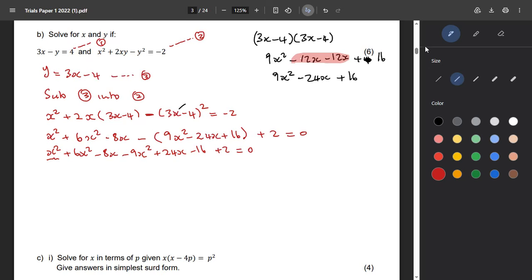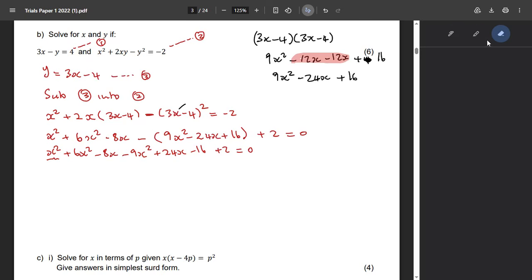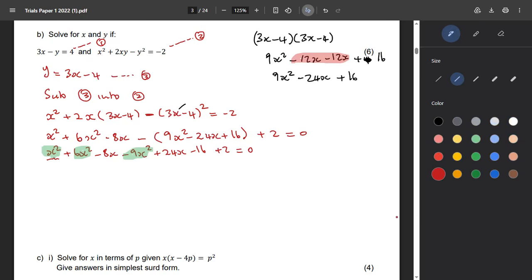Maybe I can just highlight the like terms like this. This goes with that term. It goes with this term. Please pay attention to the signs of those terms. So that's 1 plus 6 minus 9. So 1 plus 6, that's 7, minus 9, that gives us negative 2x squared.